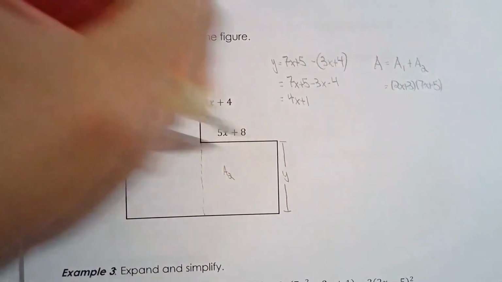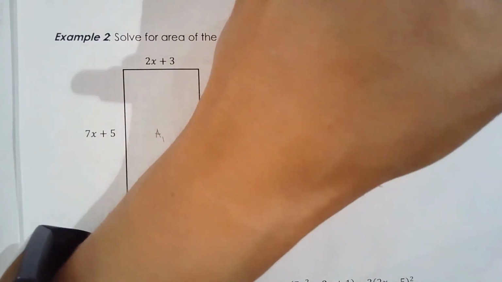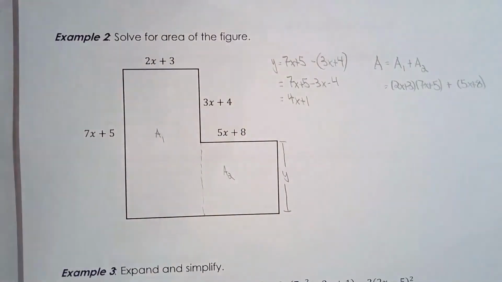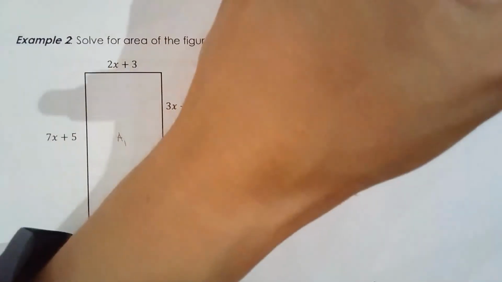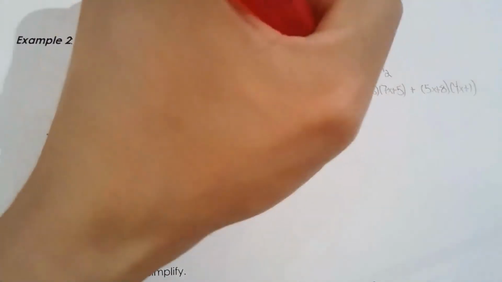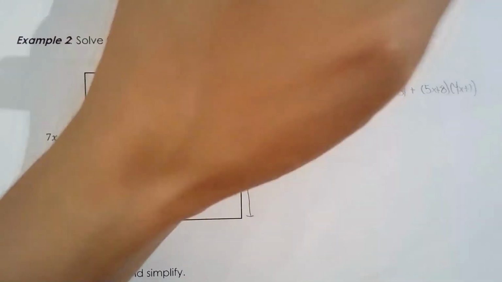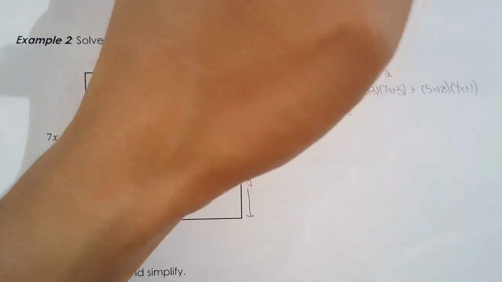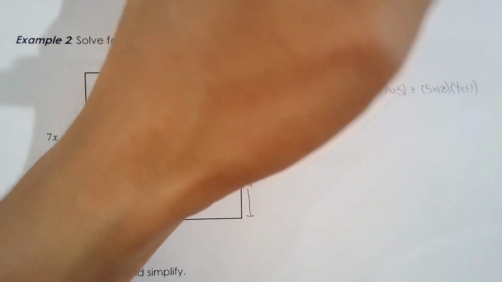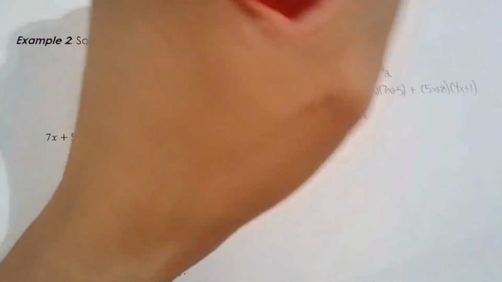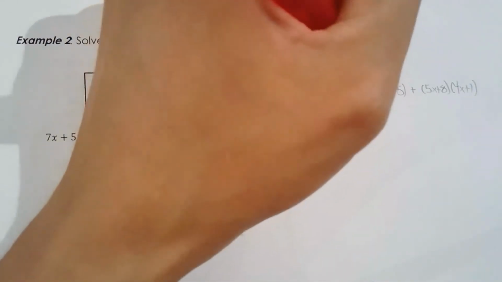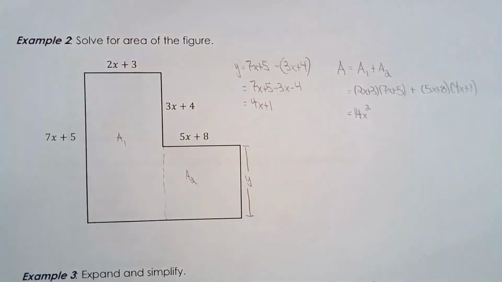So the first area is 2x plus 3 times 7x plus 5. And then the second one is 5x plus 8 times y. But hey, I know what y is now. Y is 4x plus 1. Okay, so I'm going to multiply the binomials, I'm going to expand and I'm going to simplify in one step. If you want to take 2 steps, that's fine by me. But I just want to show you how it looks by the end of the unit.